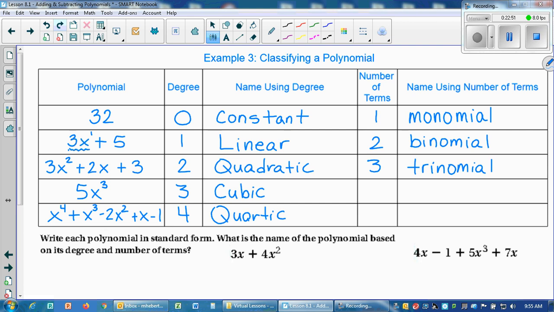Looking at our fourth example, we only have one term, 5x cubed. Since we only have one term, this is called a monomial, because remember, one term is a monomial. Our last one has 1, 2, 3, 4, 5 terms. For this category, as long as we have 4 or more, it fits in the same category called a polynomial.